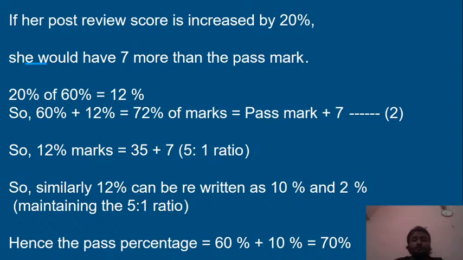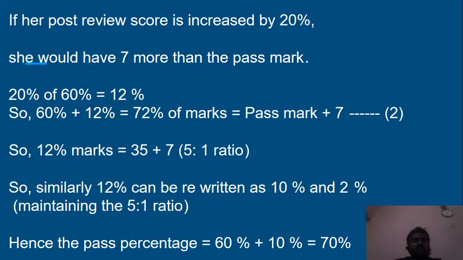Now, if her post-review score is increased by 20%, so now her post-review score is 60%. I again increase this by 20% more, that is 72%. So 72% is equal to pass marks plus 7. So 12% of the marks is 35 plus 7 in the ratio of 5 is to 1. Similarly, 12% can be written as 10% plus 2%, maintaining the ratio of 5 is to 1. So the pass percentage is 60% plus 10%.